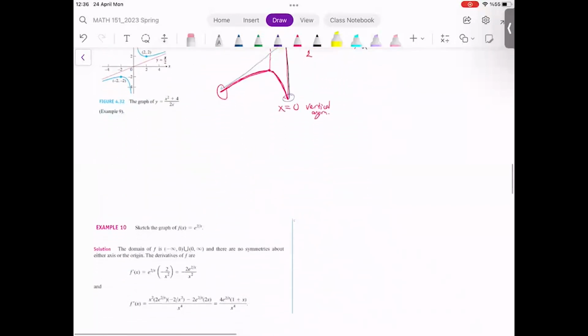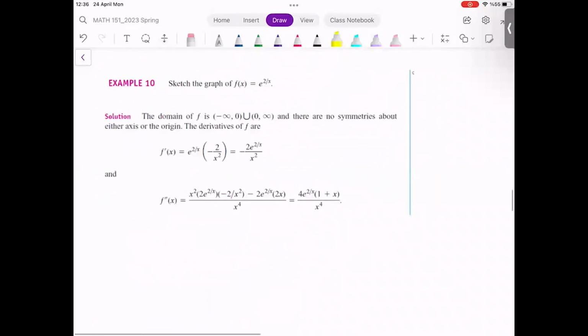Okay, let me draw one more graph for you before we take the break, and then we will take the break. This time, our function is this one, e to the power 2 over x. We will first, always, as usual, start by finding the domain. Look at here, e to the power 2 over x. 2 over x is a rational function, ratio, so you cannot put 0 to the denominator. That's why you can take all the real numbers except 0.